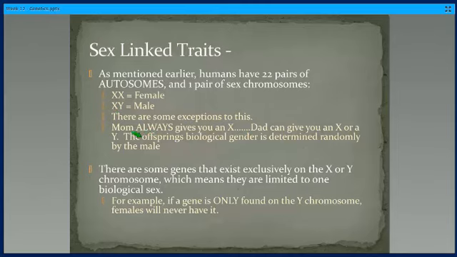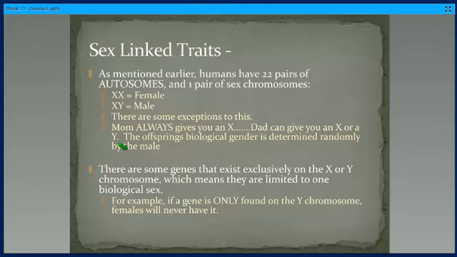So the father is the one who determines the gender by random happenstance. XX is female, XY is male. Dad determines the gender randomly. It's random, a 50-50 chance. So here's where sex-linked traits come in.